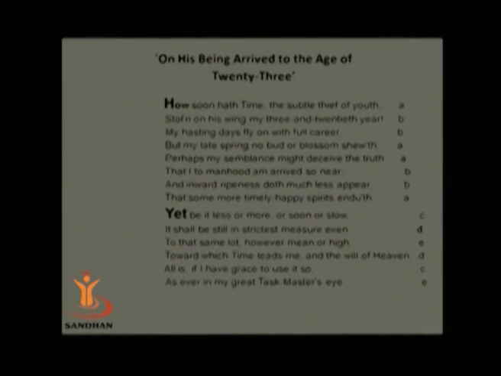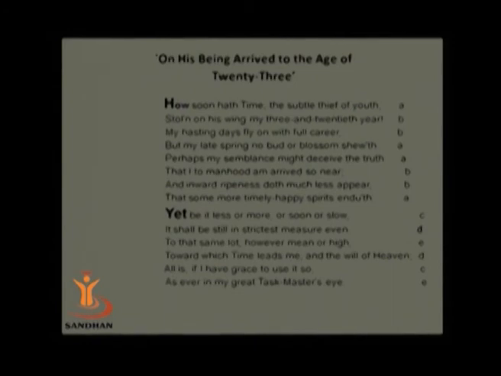Again, I'll read it for you. How soon hath time, the subtle thief of youth, stolen on his wing my three and twentieth year. My hasting days fly on with full career, but my late spring no bud or blossom showeth. Now, if we see, the first line rhymes with the last line, youth, showeth. The second line, year, rhymes with the third line, career. So the rhyming scheme would be A, B, B, A.